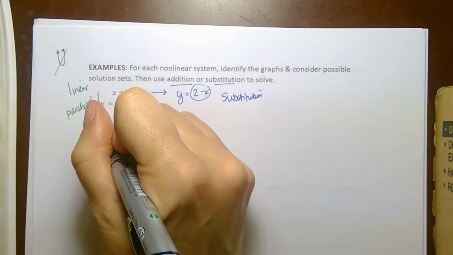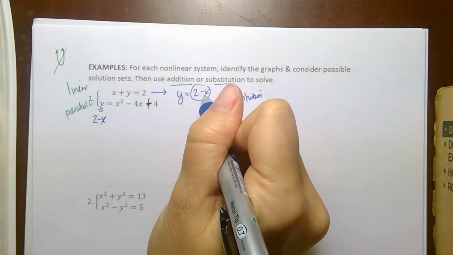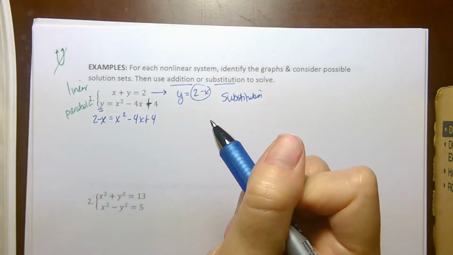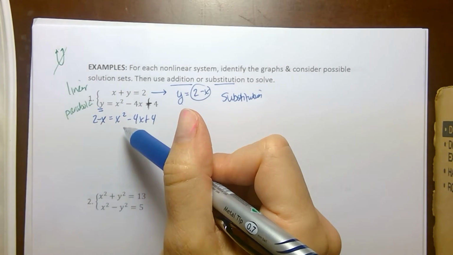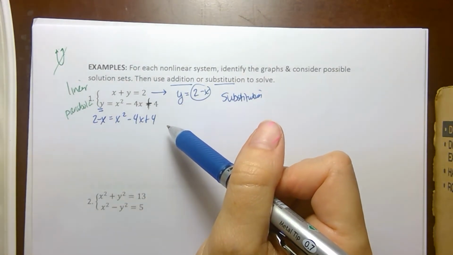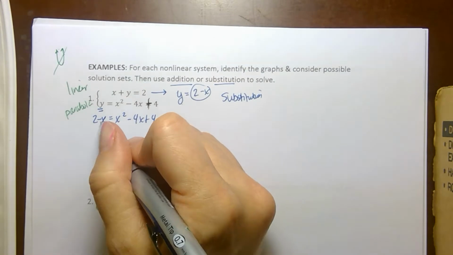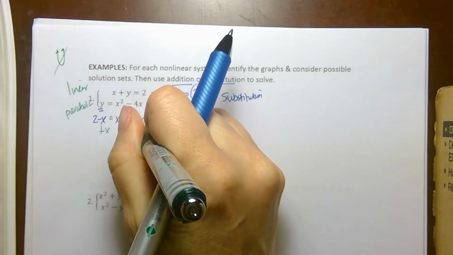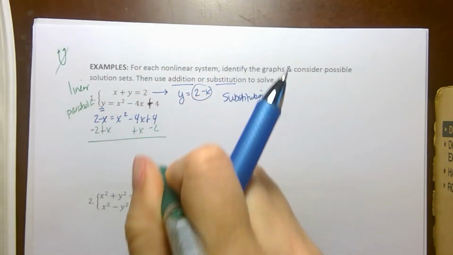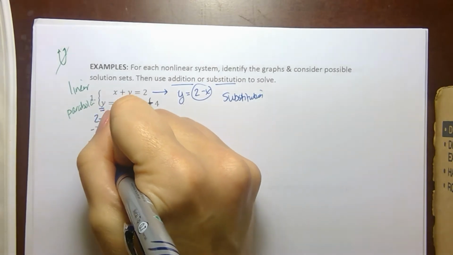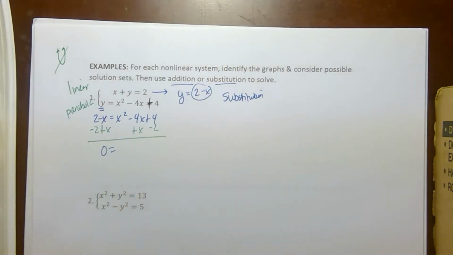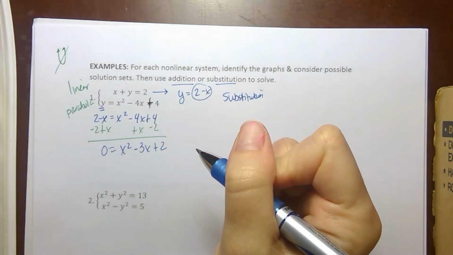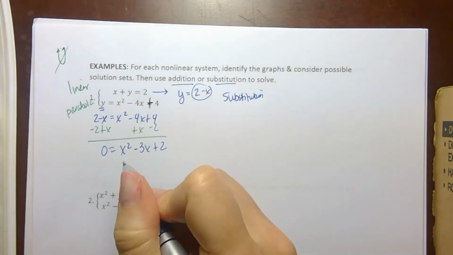So y is the same thing as 2 minus x. So that's equal to x squared minus 4x plus 4 because we adjusted my equation. To solve a quadratic equation, I need to set it to 0 and factor to solve. So I'm going to move everything over to the other side. When I move this over, I'm adding x and I'm subtracting 2. And when I do that, I have 0 equals x squared minus 3x plus 2, and that is factorable.